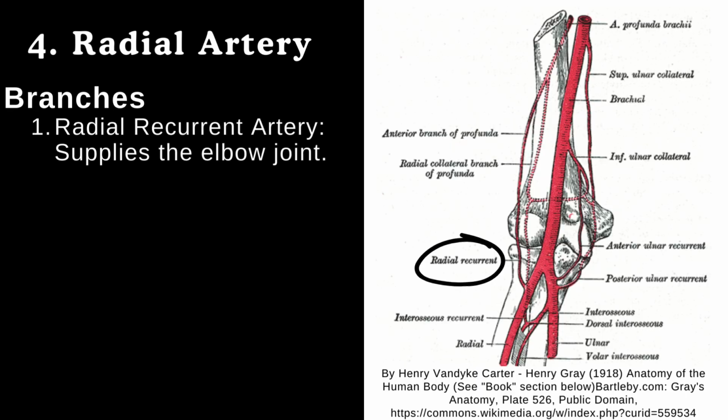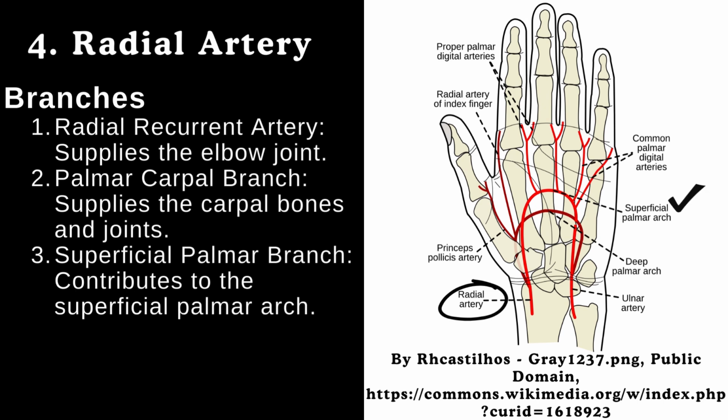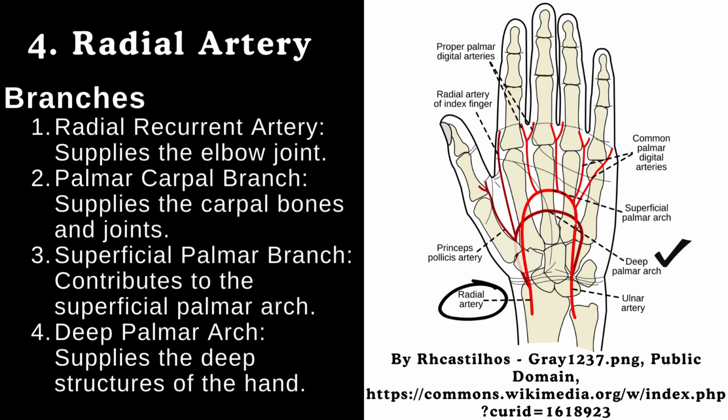Radial recurrent artery supplies the elbow joint. Palmar carpal branch supplies the carpal bones and joints. Superficial palmar branch contributes to the superficial palmar arch. Deep palmar arch supplies the deep structures of the hand.